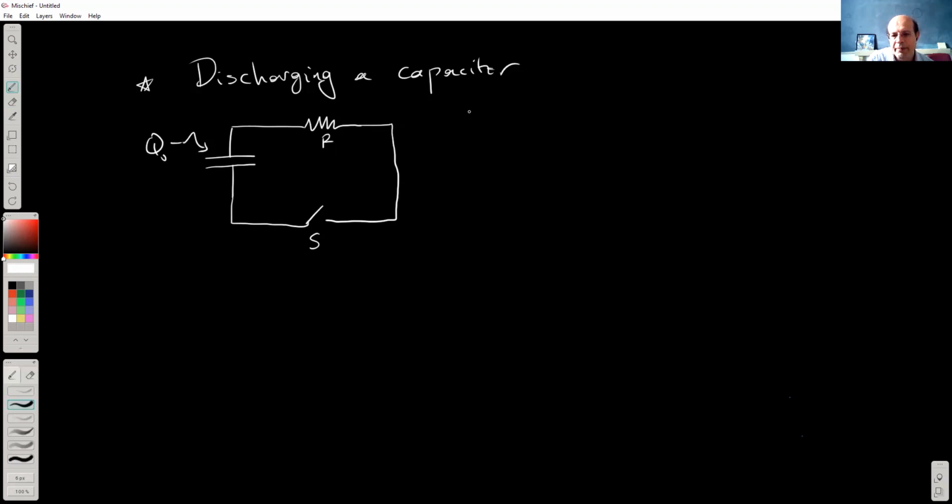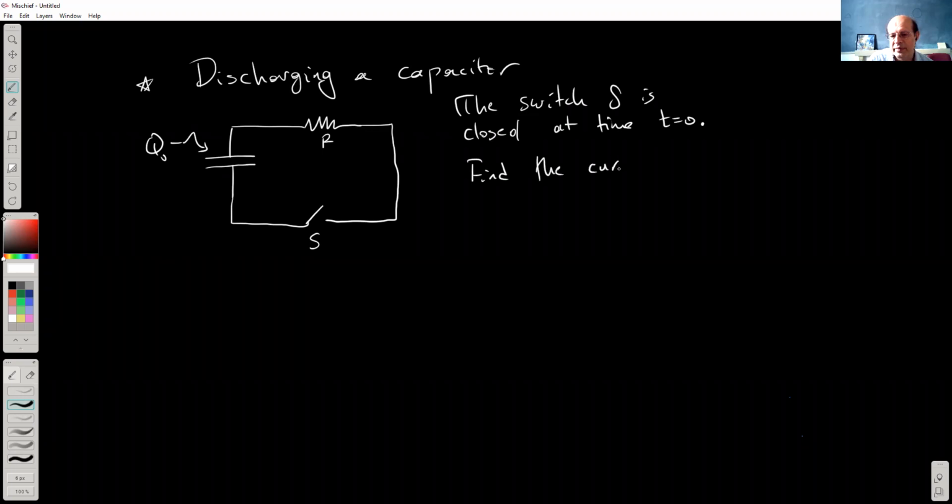Okay, so the switch S is closed at time t equals 0, right? Let's say it like this. So find the current and charge at time t. So that's the question basically, but it's an incomplete question.